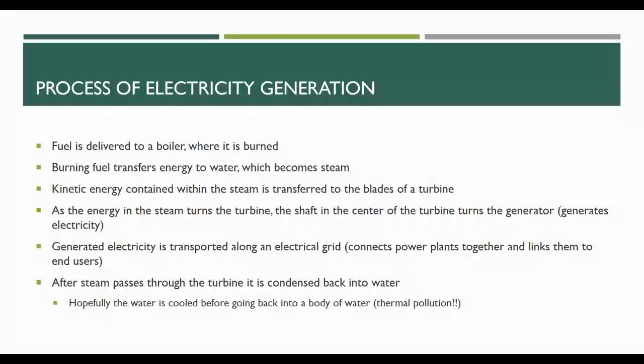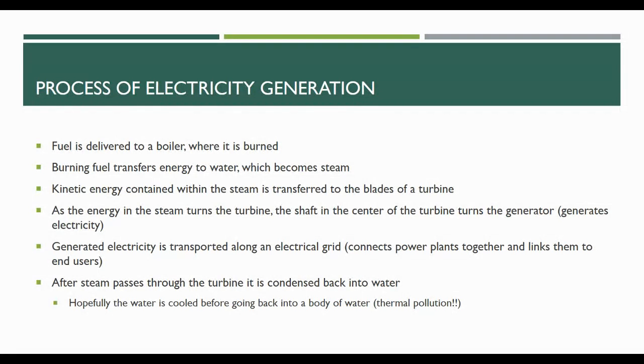So here's what's going to happen. Whatever the fuel is, it's going to be delivered to a boiler where it is burned. And burning that fuel transfers the energy to water. And so that water is going to become steam. The kinetic energy contained within the steam is transferred to the blades of a turbine. So that steam is going to turn the blades of a turbine. And as that happens, the shaft in the center of the turbine turns a generator, which is what is going to generate the electricity. That generated electricity is transported along an electrical grid, which is going to connect power plants to each other and link them to the end user.